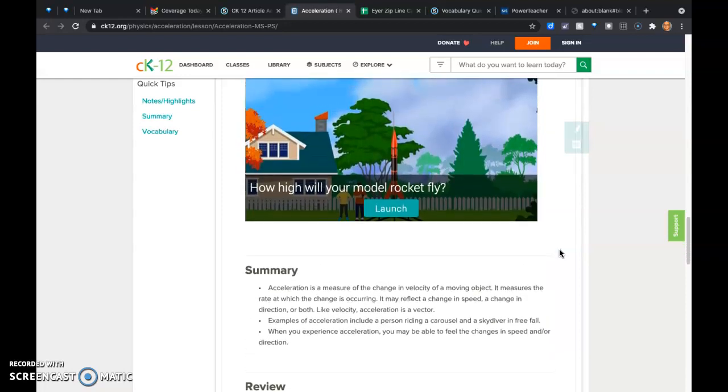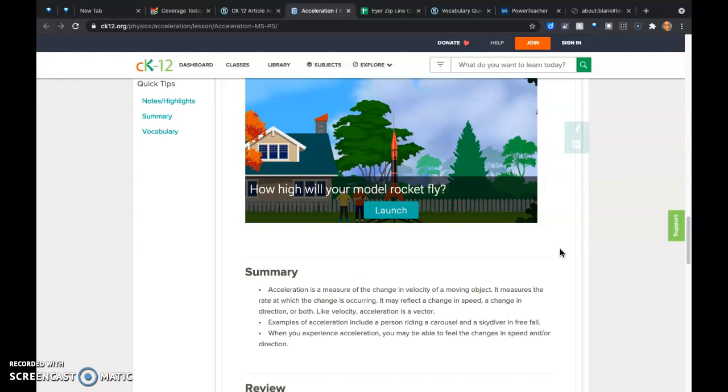Summary. Acceleration is a measure of the change in velocity of a moving object. It measures the rate at which the change is occurring. It may reflect a change in speed, a change in direction, or both. Like velocity, acceleration is a vector. Examples of acceleration include a person riding a carousel or a skydiver in free fall. When you experience acceleration, you may be able to feel the changes in speed and/or direction.